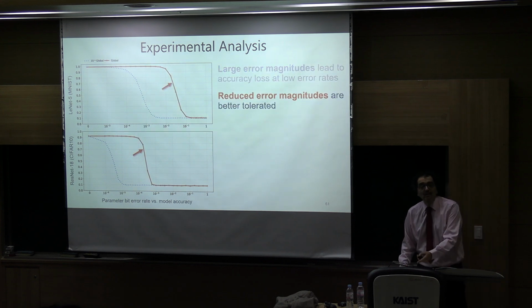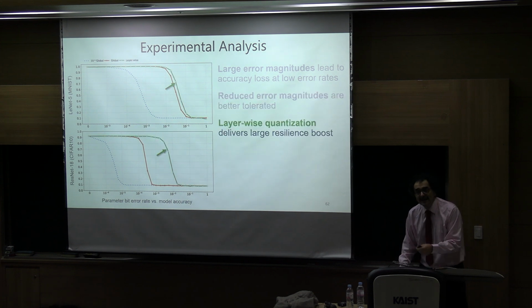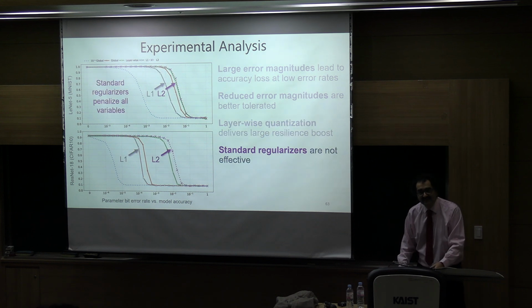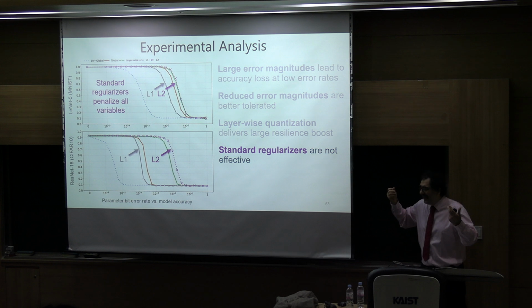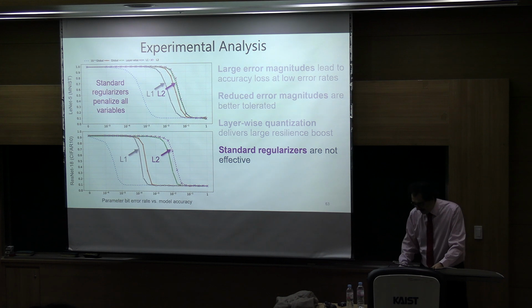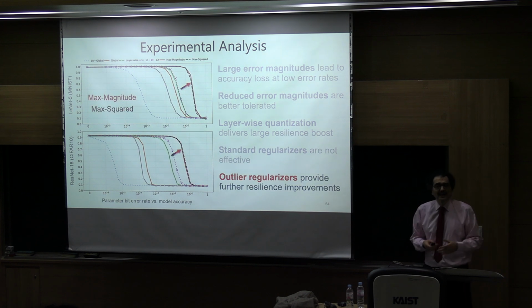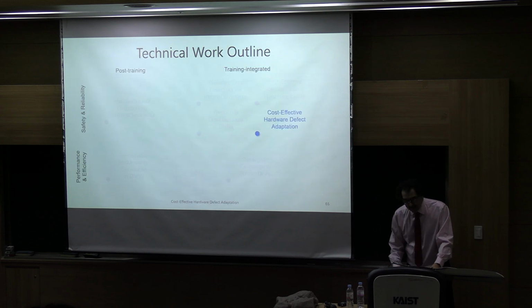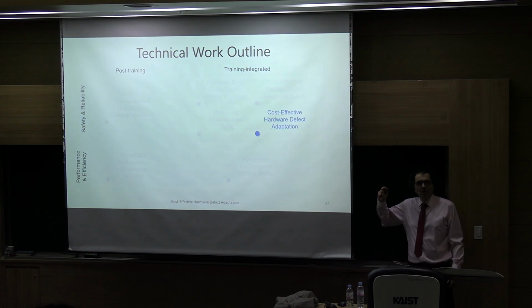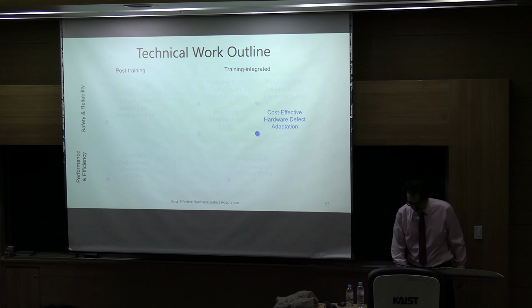Now, this is what you see with global. If you cut the 10 times effect and do it layer-wise, the curve becomes able to tolerate more and more errors. If you use standard regularizers like L2, L1, and others from the literature, you get a little bit better, but not much better. So you really need outlier regularizers like max squared or max magnitude regularizers, and those give you much better results. This is how to make systems less vulnerable to errors.